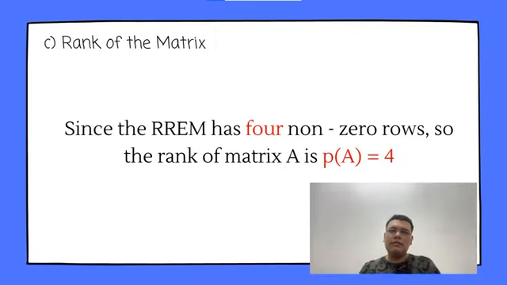Last but not least, the rank of the matrix. Since we have 4 non-zero rows, the rank will be 4. It's as simple as that.